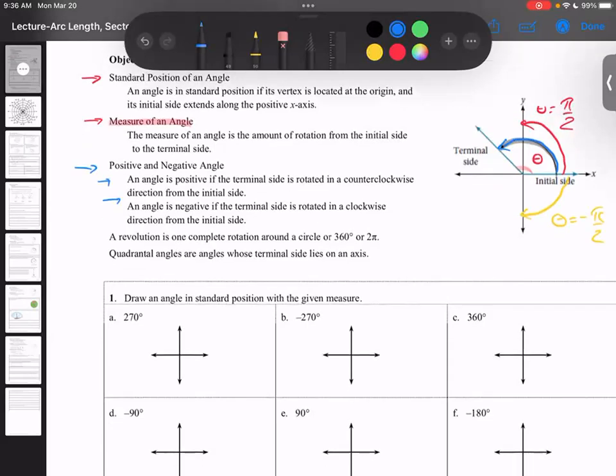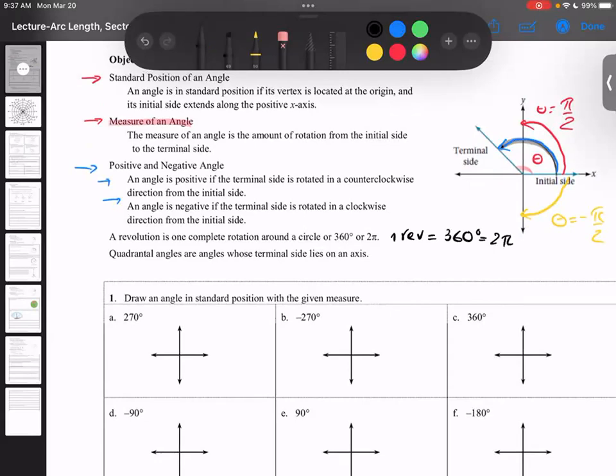A revolution is a complete rotation around a circle. So one revolution, one rev, is equal to 360 degrees, or in radian mode, 2 pi.